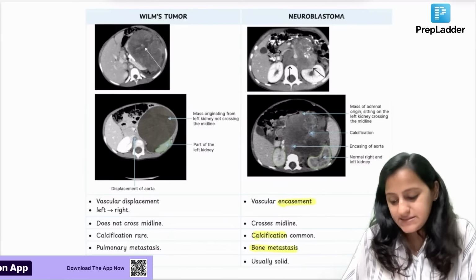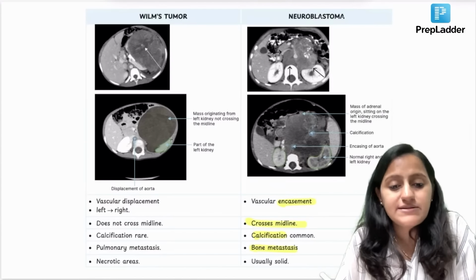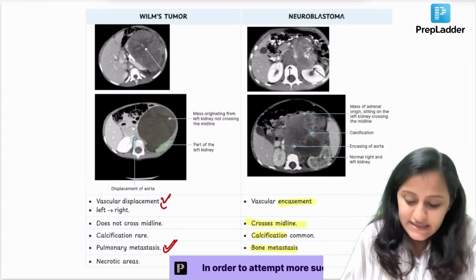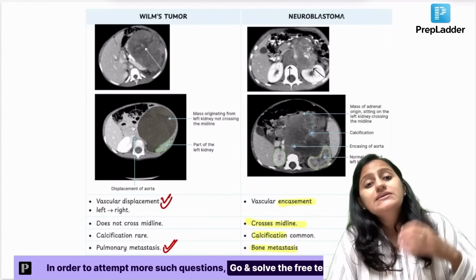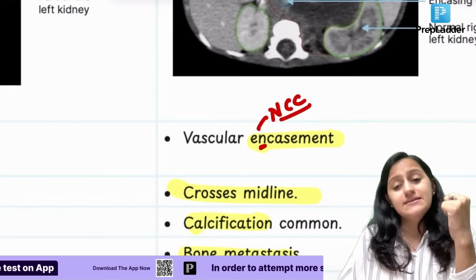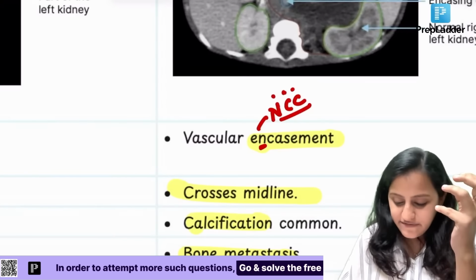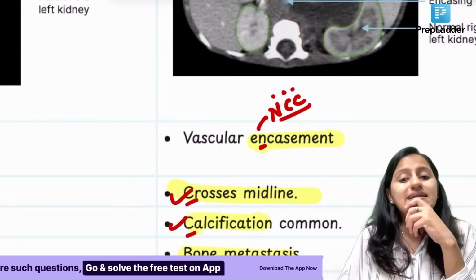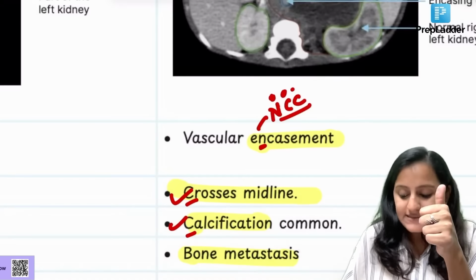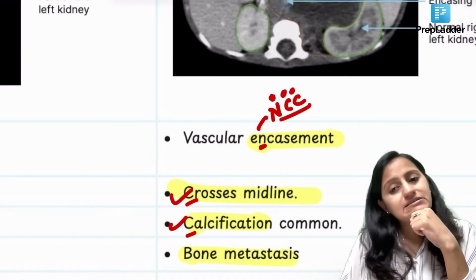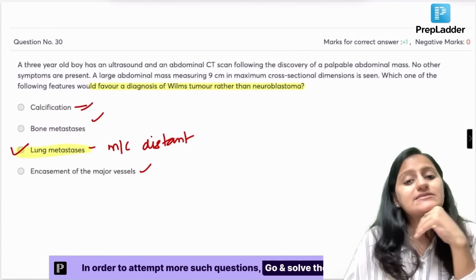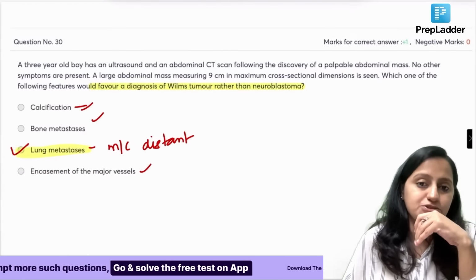Okay. So vascular encasement, calcification, bone metastasis, crosses the midline. All this is neuroblastoma. Pulmonary metastasis is Wilms. Wilms causes vascular displacement rather than causing the encasement. Remember, encasement, EN, is seen in NCC. That is neuroblastoma. So NCC का calcification भी याद रखना. Crosses the midline, calcification. All this is neuroblastoma. So encasement, calcification, crossing the midline, this is going to be neuroblastoma. Okay. So remember, lung metastasis is Wilms. Bone metastasis is neuroblastoma. Okay.